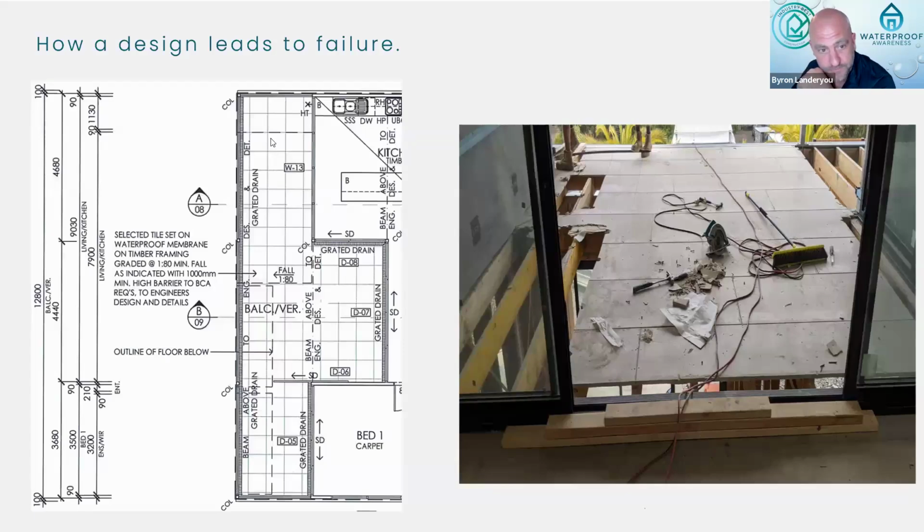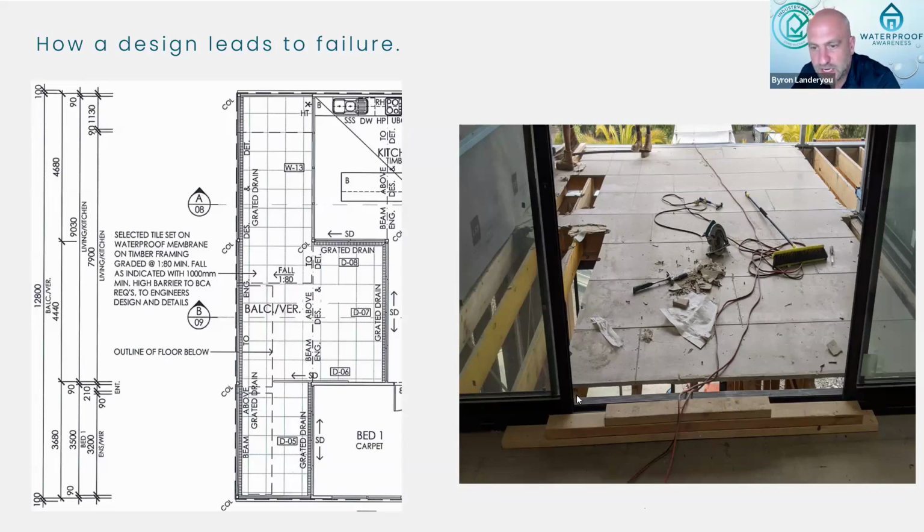So here we've got a balcony. Here's the plans issued to the builder. The builder constructed it in exactly the same manner as what the plans were drawn up. Graded channel at the front. We've got some graded drains in front of the doors. They've been removed here because we can see a remediation process.